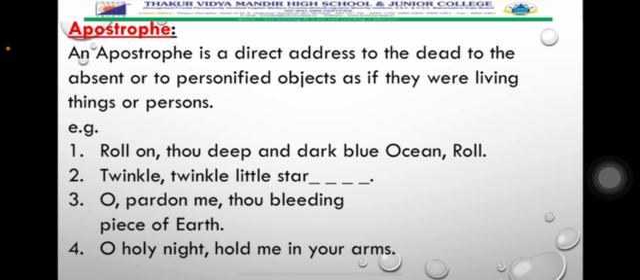The poet uses all these figures of speech in his writing to make his writing interesting and appealing.